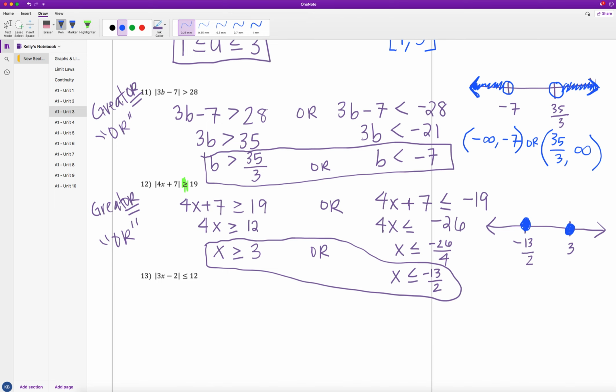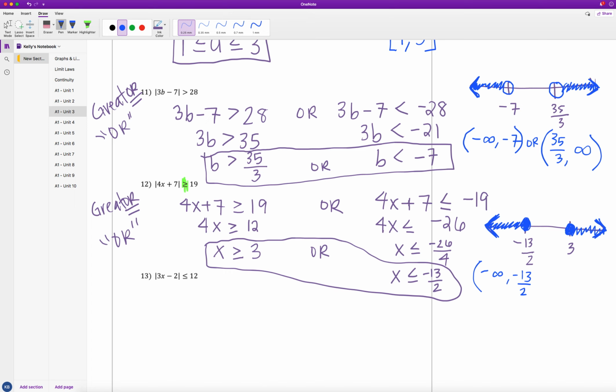In terms of shading, let's take this one piece at a time. For x greater than or equal to 3, it means I want to shade to the right of 3 because I'm greater than it, bigger than it, so to the right. For x less than or equal to -13/2, I want to shade to the left because I'm less than, so I'm the smaller values. Then for our interval notation, we'll have -infinity to -13/2 for the first part.